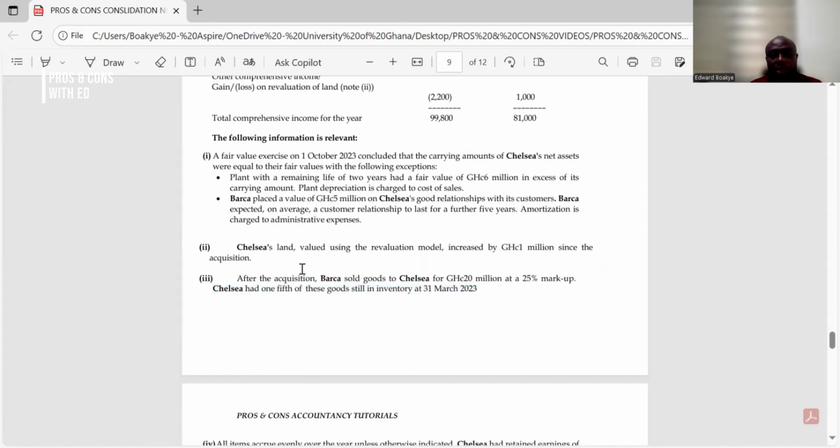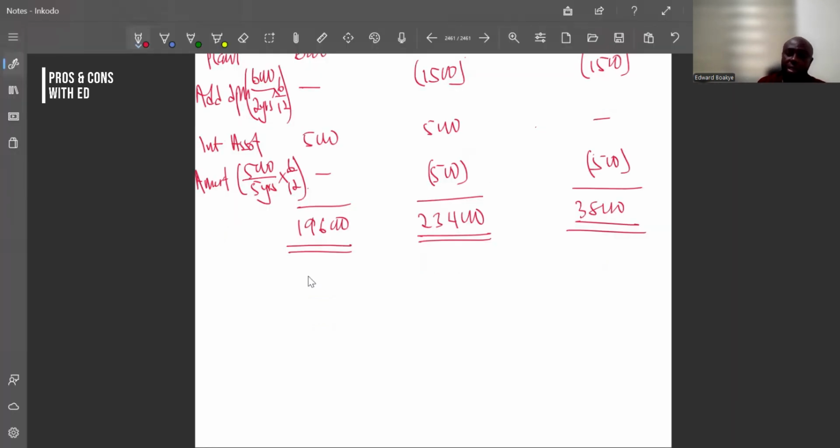Now, let's say it was Chelsea who sold to Barca. So if Chelsea sold to Barca, Chelsea is selling goods of 20 million. So the sale is equal to 20,000, and the markup is 25%. So what will be the unrealized profit on this?